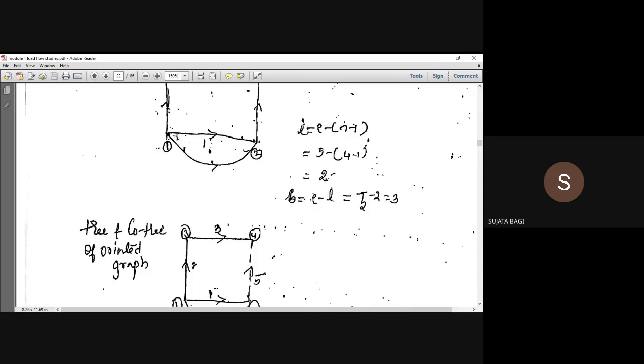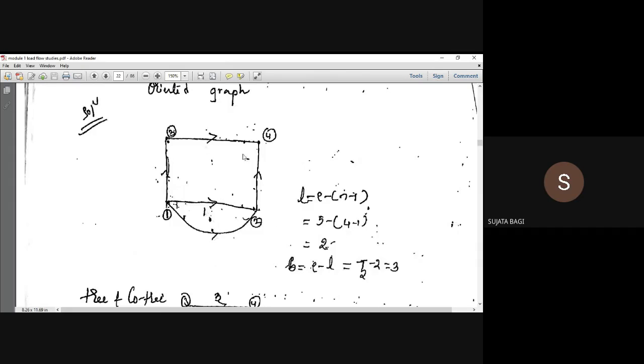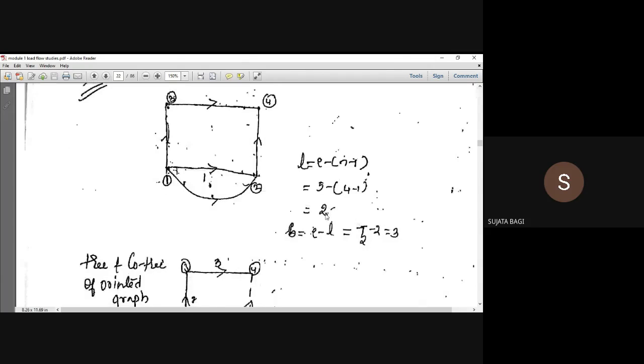First, you have to find the links. L is equal to E minus N minus 1. This is the formula, you remember this. E is the number of elements. How many elements here? 1, 2, 3, 4, 5. 5 minus the number of nodes, 1, 2, 3, 4. So 4 minus 1. So how many are you getting here? 2 links.